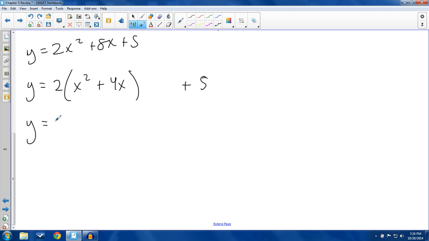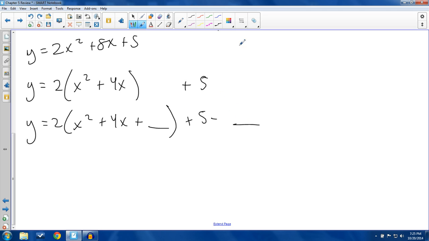Okay. Now by completing the square, all that means is there's a value that I can add here that will make this guy factorable. That'll make this guy a perfect square trinomial so that it'll be factorable as a perfect square. Now, whatever I add into here, I have to subtract out of here.